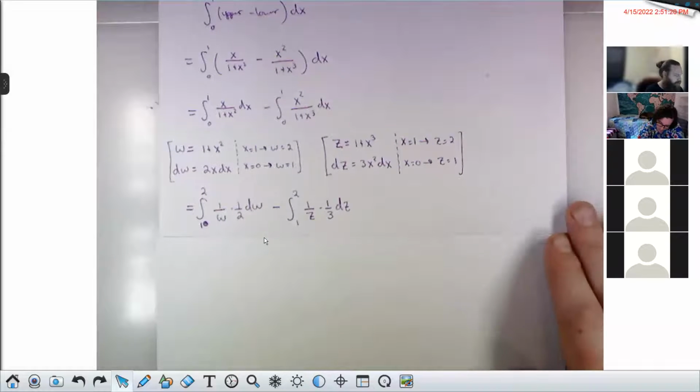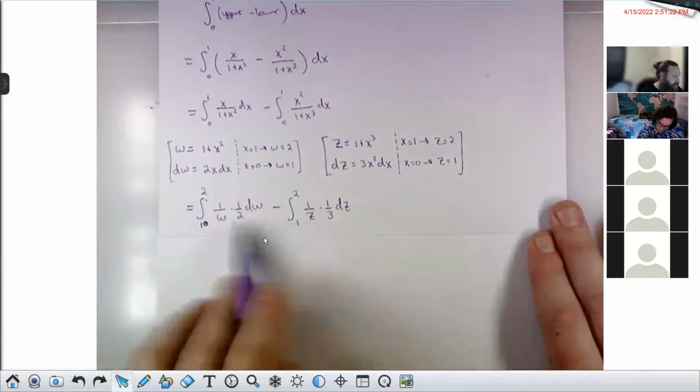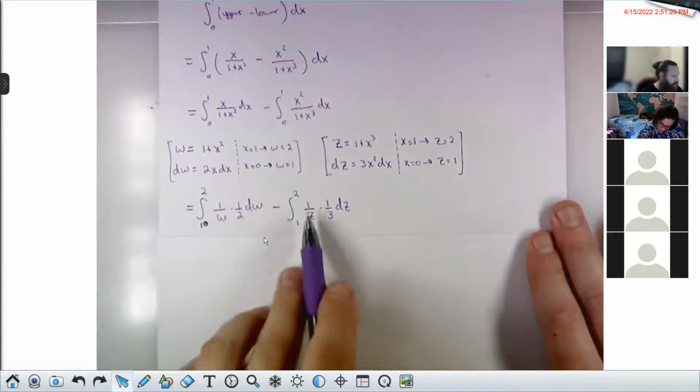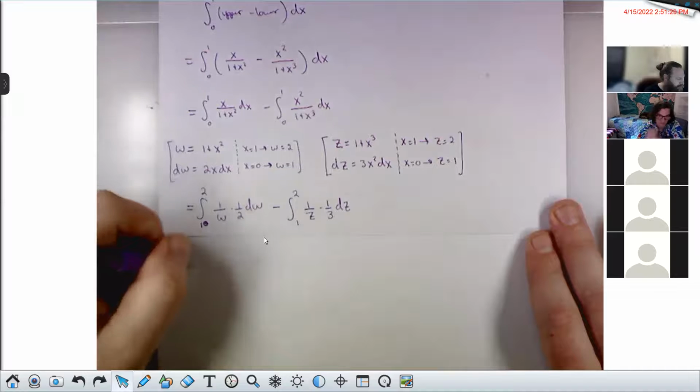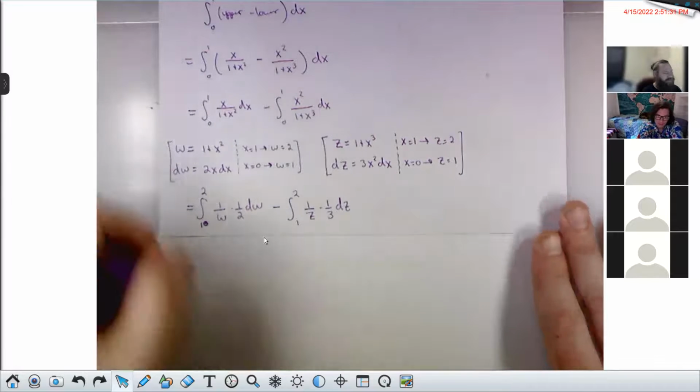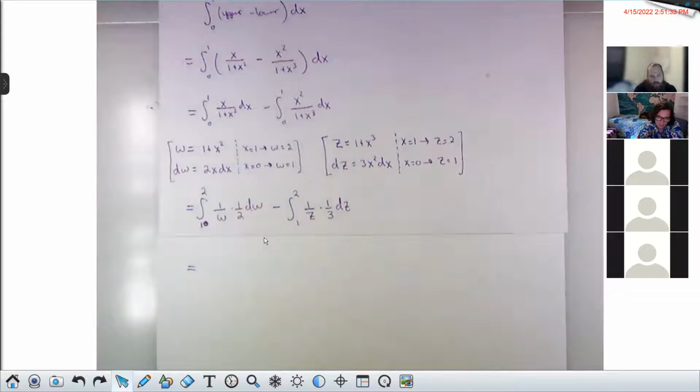So I will handle these separately, although you could relabel one of these with the other's variable, like call this 1 over w, 1/3 dw, and then put them together. You could, but it doesn't save you a lot of time. And what's worse is there are so many more situations where you can't do that, that I would advise just handling them separately.